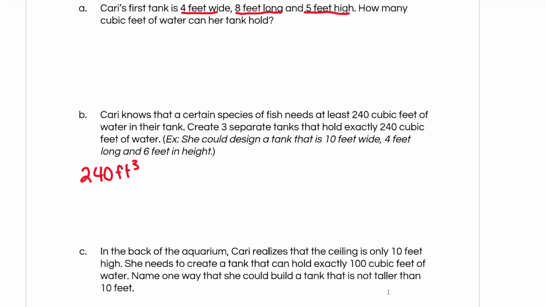All right, so how can I get 240? Well, I'm looking at the 24. That's where I'm going to start, 24. So I could say 3 times 8. So 3 feet in length, 8 feet in width, and height, I could say 10.